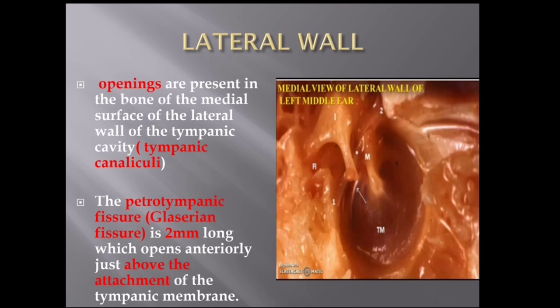Openings are present in the bone of the medial surface of the lateral wall of the tympanic cavity. The petrotympanic fissure is 2 mm long, which opens anteriorly just above the attachment of the tympanic membrane. This is the tympanic membrane, this is the meatus.